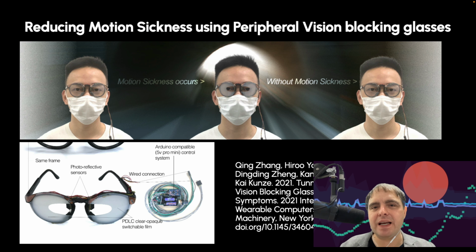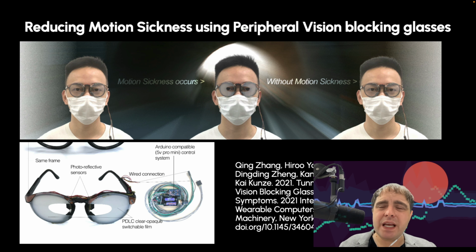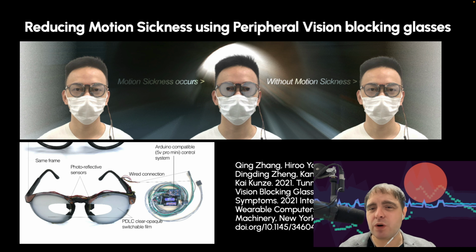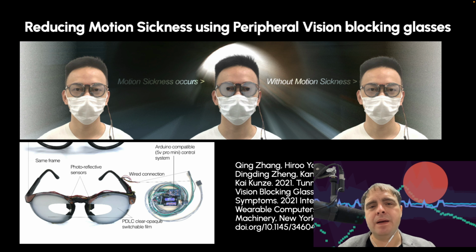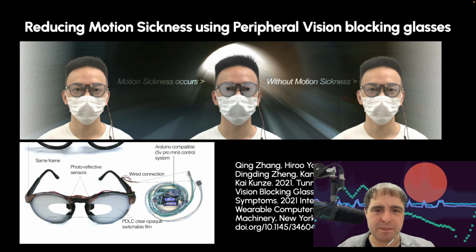So using then again these intrinsic attributes and something that you might not even realize that much, especially if you're concentrating on the reading, that suddenly your peripheral vision is slightly opaque, helps you to then get less motion sick.